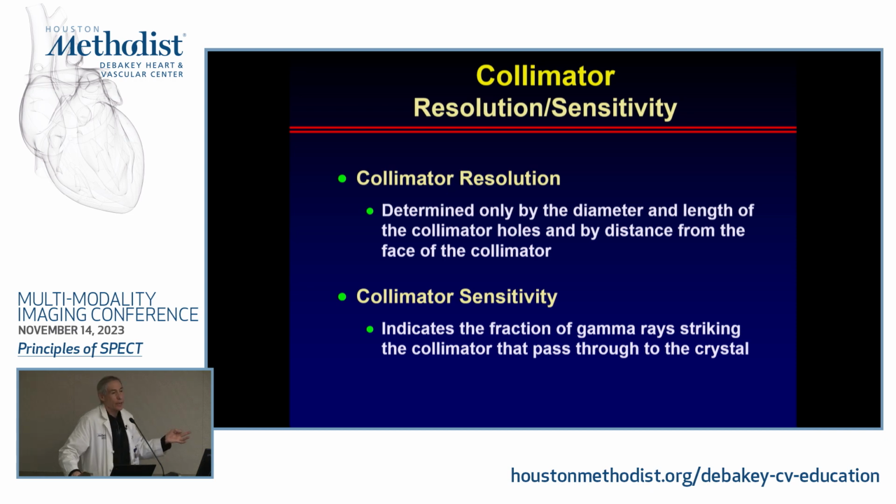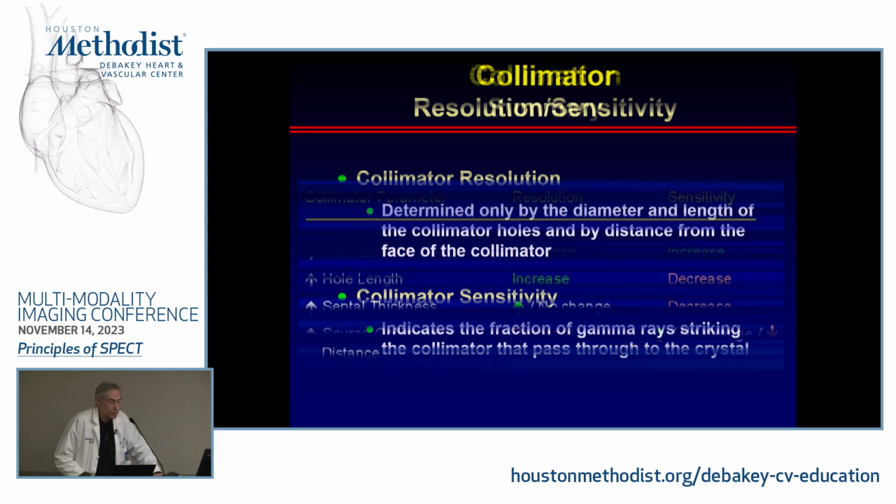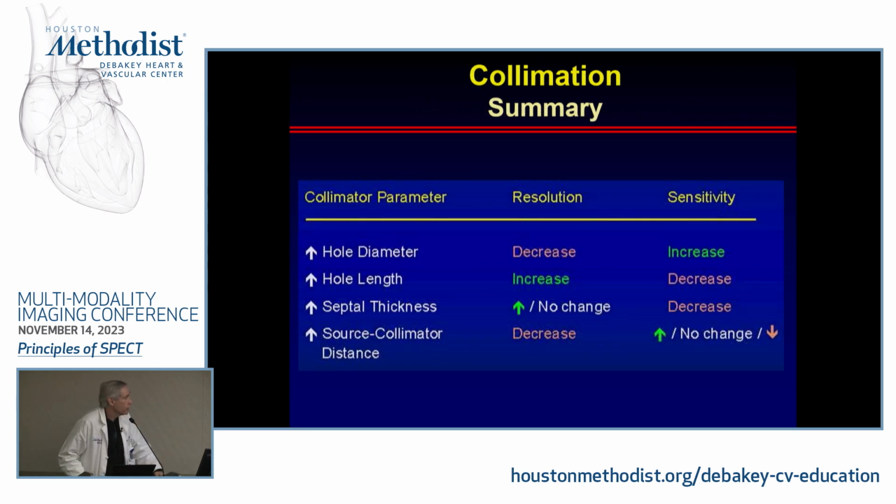Whereas on the other hand, if you have extremely long septi and very narrow septi, very few counts are going to get through, but the ones that get through are good. So sensitivity is inversely related to resolution. This is exactly a diagram looking at this. As you increase hole diameter, you decrease resolution and increase sensitivity. If you increase the length, you increase resolution, but you decrease sensitivity.